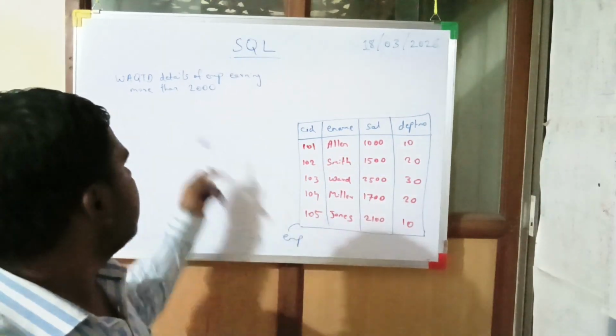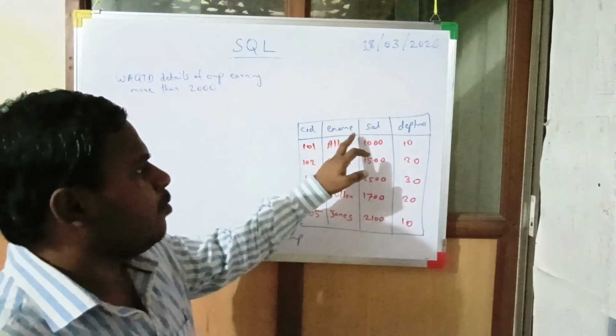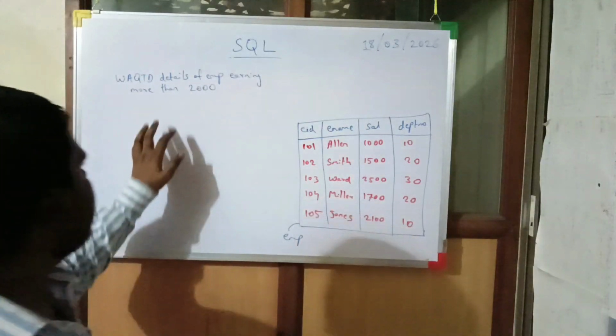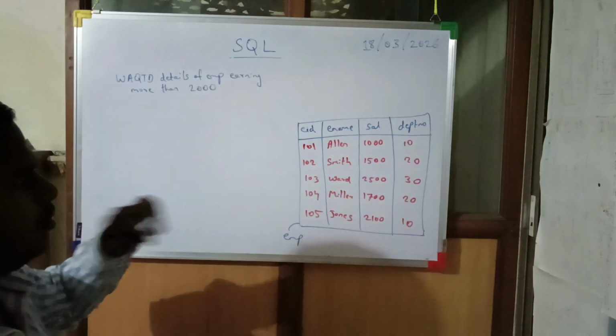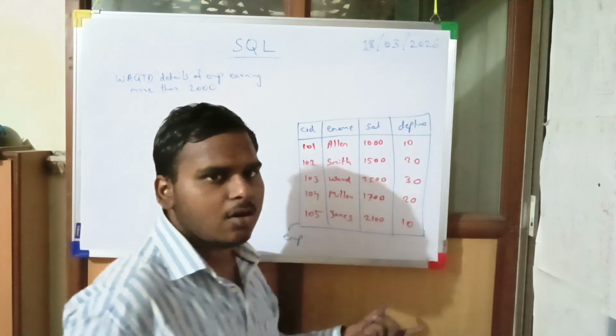Now here I want the details, means I want every detail: employee ID, employee name, employee salary, and employee department number. Okay, all these details I want for those who are earning more than 2000. By looking at the table, can you tell me what output I will get?